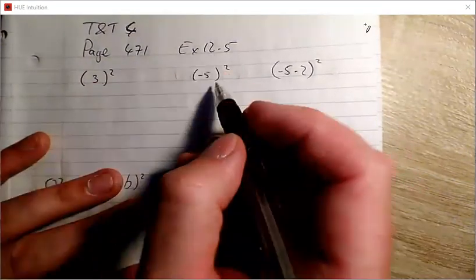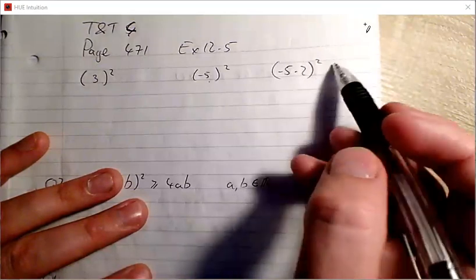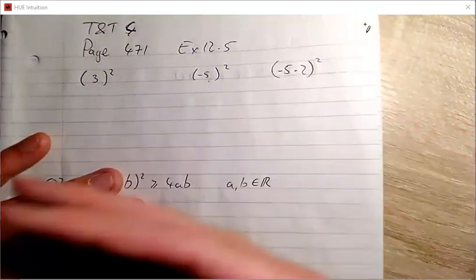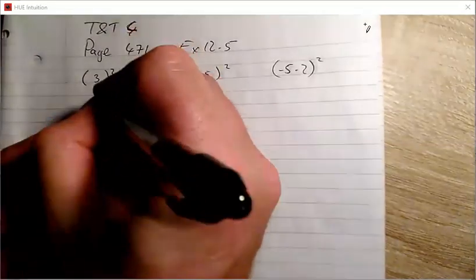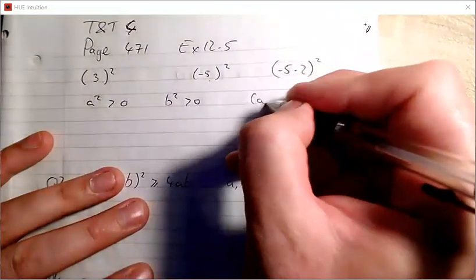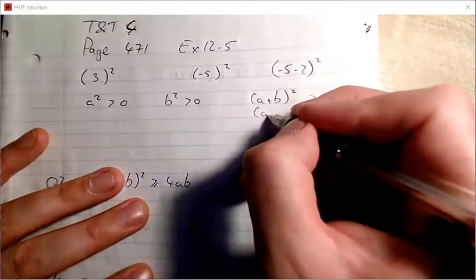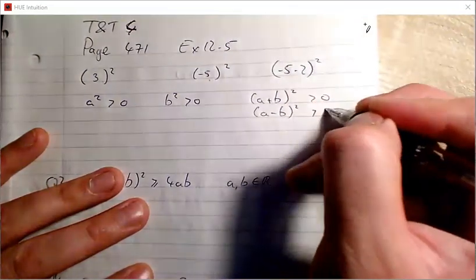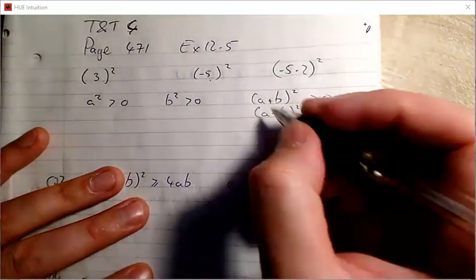3 squared is a positive number. It's 9. Minus 5 by minus 5 is 25. Even if there's a decimal or fraction in there, minus 5.2 by minus 5.2, you get a positive answer because it's negative times a negative. So a squared generally is positive, b squared is positive, and this comes up quite a lot as well. a plus b squared is going to be positive. a minus b squared is going to be positive, because even if that comes out as a negative number, you're squaring it, it's still going to be positive.